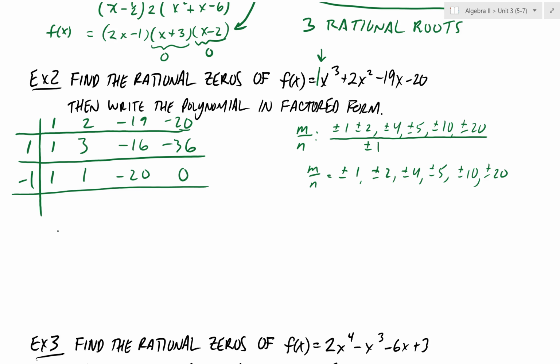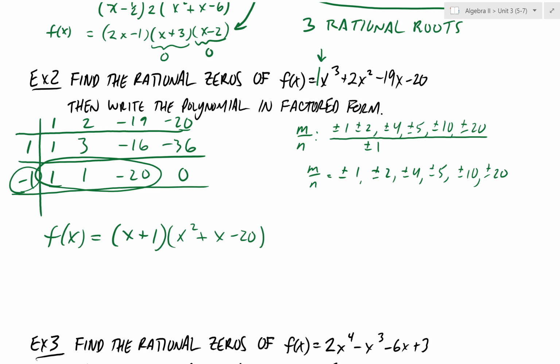And so now I can say that f of x is equal to x plus 1, because -1 is a root, x plus 1 has to be a factor. And the remaining factor, remember, to get the remaining factor, I can get that from these numbers. Those are the coefficients of x squared plus x minus 20. And then we try to factor the second polynomial, or the quadratic part. We want to try to factor this, and that does factor.